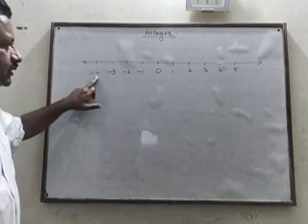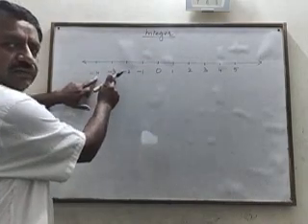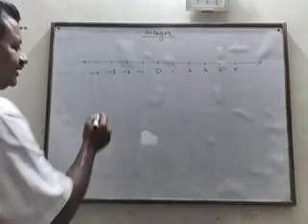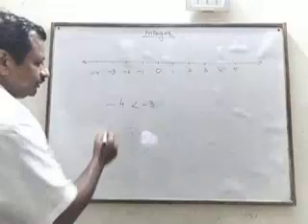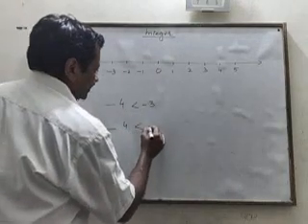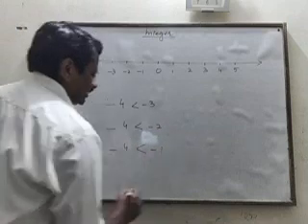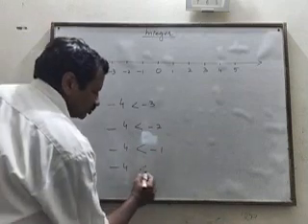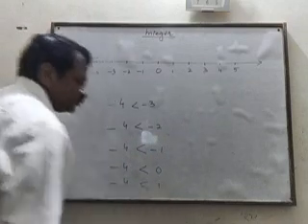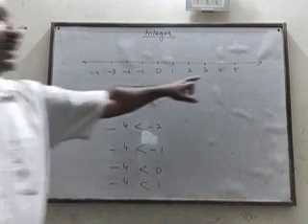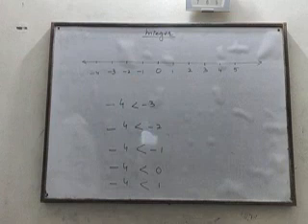So minus 4 is farther than minus 3. So minus 4 is smaller than minus 3. Minus 4 is also smaller than minus 2. Minus 4 is also smaller than minus 1. Minus 4 smaller than 0. Minus 4 smaller than 1/2. So minus 4 is smaller than all these values because it is on the left side.